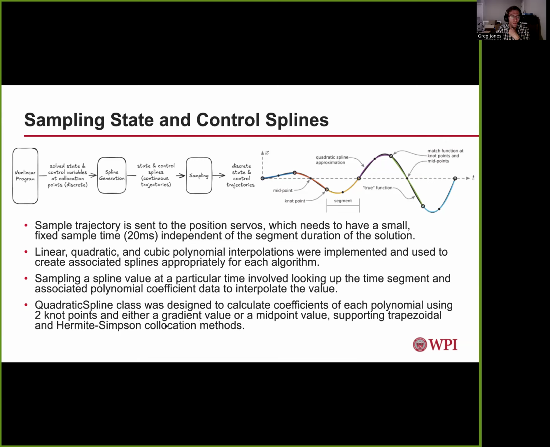And then one class worth mentioning was the quadratic spline, which ended up being used for both algorithms, and it was designed to support either setting the coefficient values based on two knot points and a gradient value in the case of trapezoidal, or two knot points and a midpoint value. So the knot points again are just the values of the function at the endpoints of a trajectory segment.